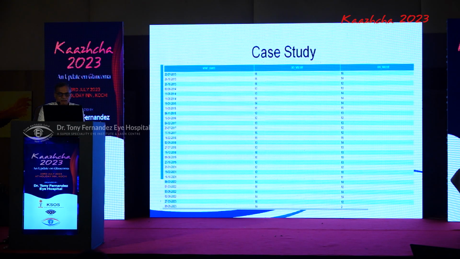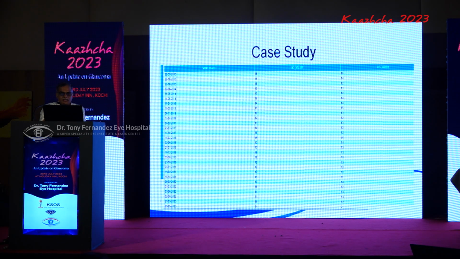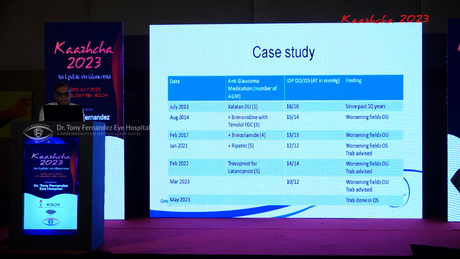So this is a patient whom I've been following for around 10 years. There are no systemic problems that I could associate with this patient. And the pressure is almost always less than 15, 16, that sort of a range. Initially she was started on Xalatan elsewhere, already diagnosed with glaucoma 10 years ago. Every 3 to 4 years I had to increase the number of medications.